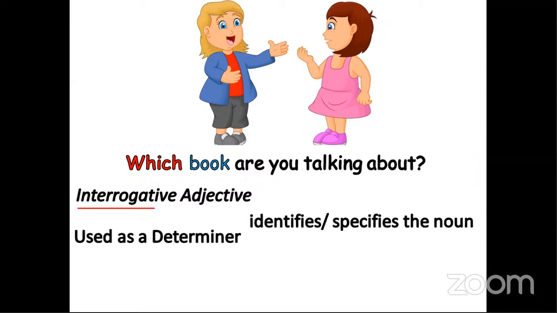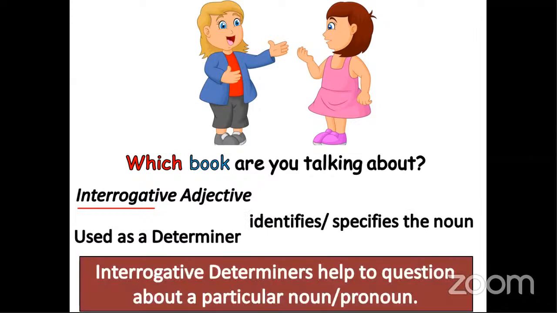So we can say interrogative determiners help to question about a particular noun, or in some cases if it is a pronoun, also interrogative determiners will help to question. And which are those words which we will be using? What, which, and whose. So that is an interrogative determiner.